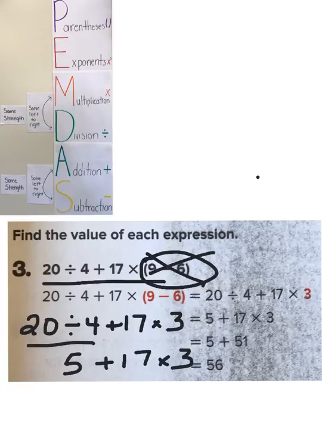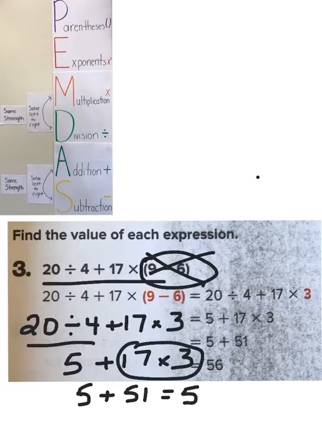My next step gets kind of tricky. I'm looking again, are there any multiplication or division from left to right? There is. This is the multiplication. I have to do that before I add. So it'll be 5 plus, and I know 17 times 3 is 51, and my answer becomes 56.